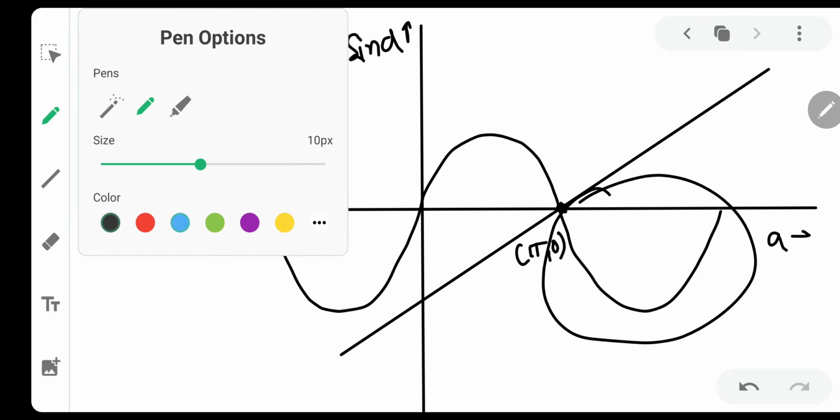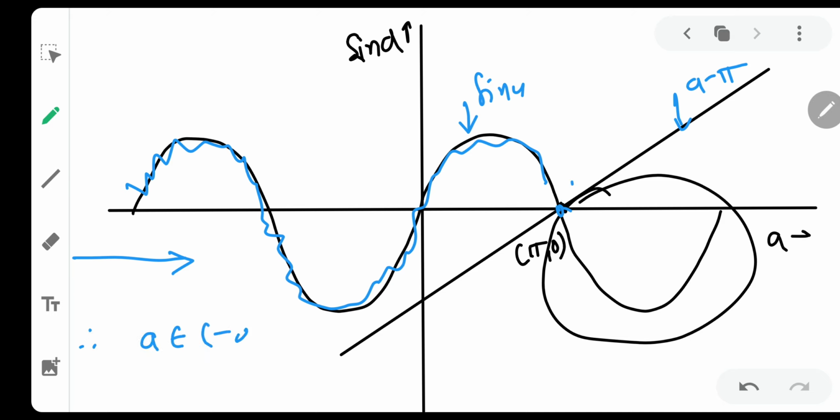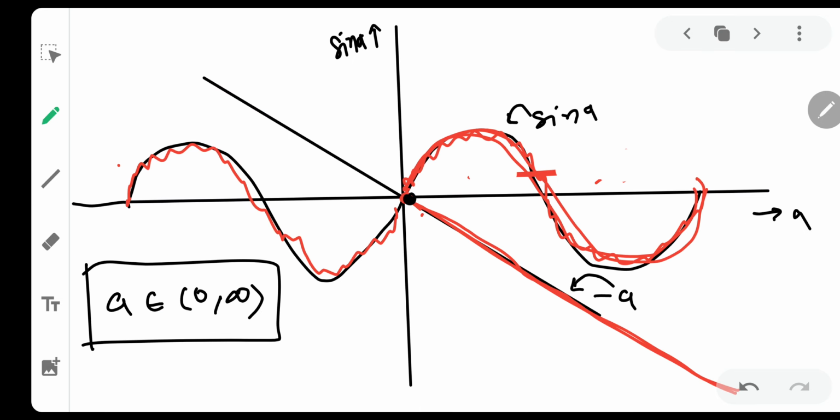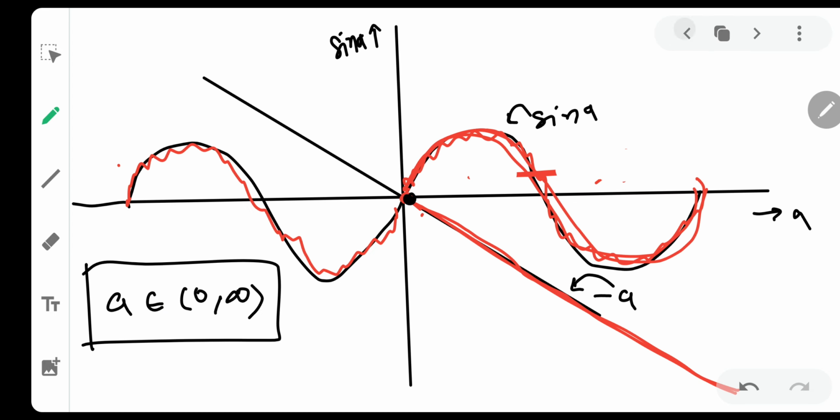So which is the answer? As you can see, this particular part is always above the line of A minus pi. This is our A minus pi and this is our sin A graph. So this is coming from minus infinity up to the point pi. Therefore the answer for this question will be minus infinity to pi. From minus infinity to pi, sin A is always greater than A minus pi. So that is our second inequality. The first one was 0 to infinity and the second one is minus infinity to pi.